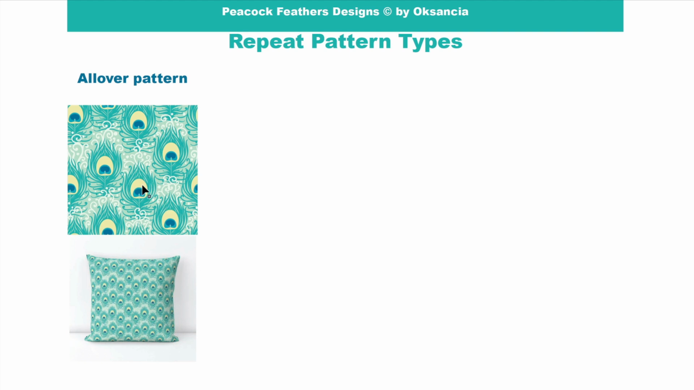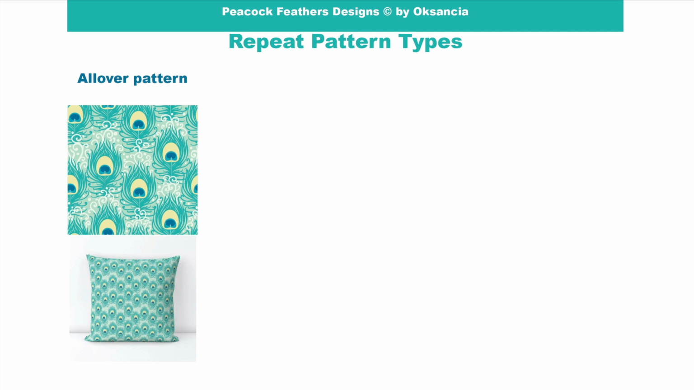How do you use this type of pattern? It is called an all-over pattern, and you use it for any kinds of fabric, dresses, wallpaper, gift wrap, kitchen tiles, floor tiles, packaging, where you need a seamless repeat on all four sides of the pattern. So this is how it looks.